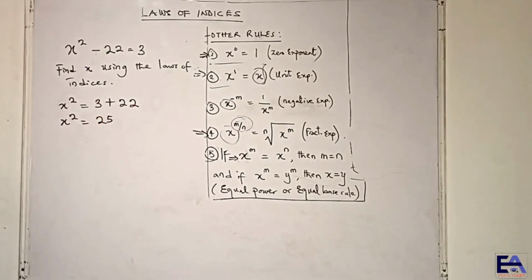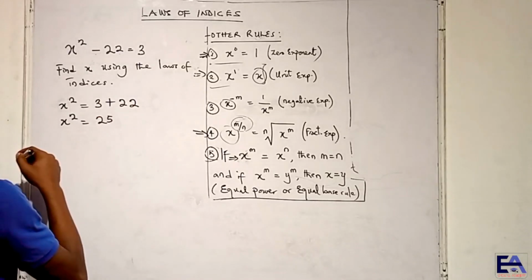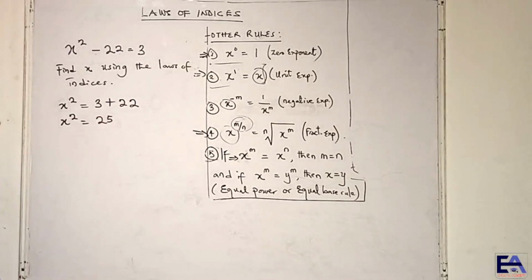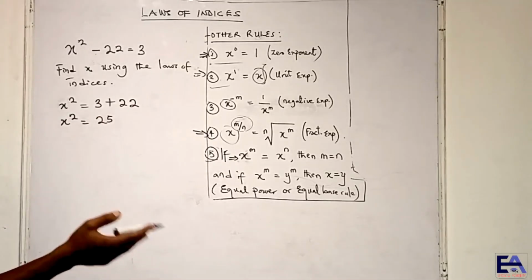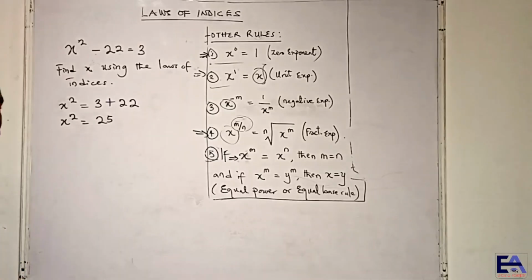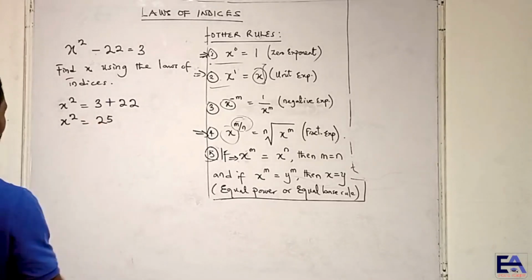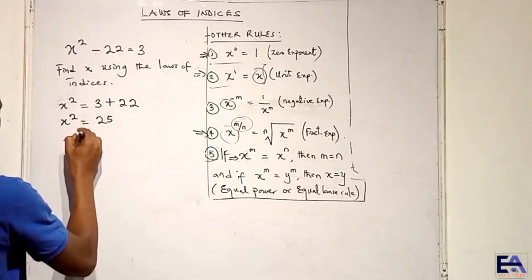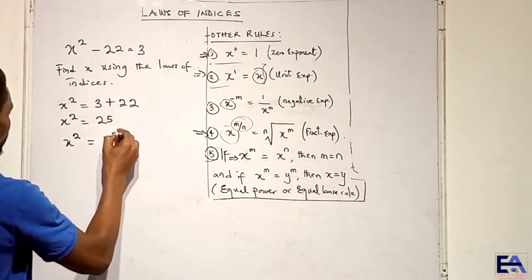Okay? Now, what you're going to have here, you just say, okay, 25 is the same thing as 5 raised to power 2, right? You just try to establish a case whereby you're having the same power. Okay, so if x squared is equal to 25, you can say x squared is equal to 5 squared.